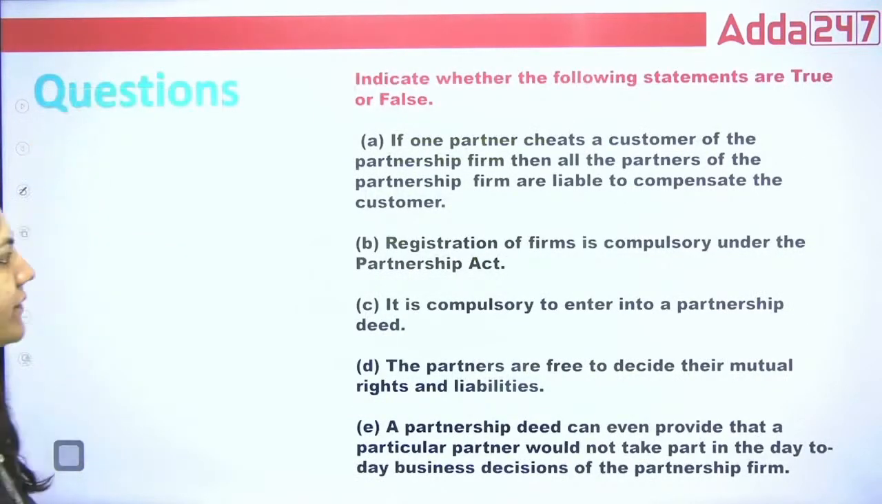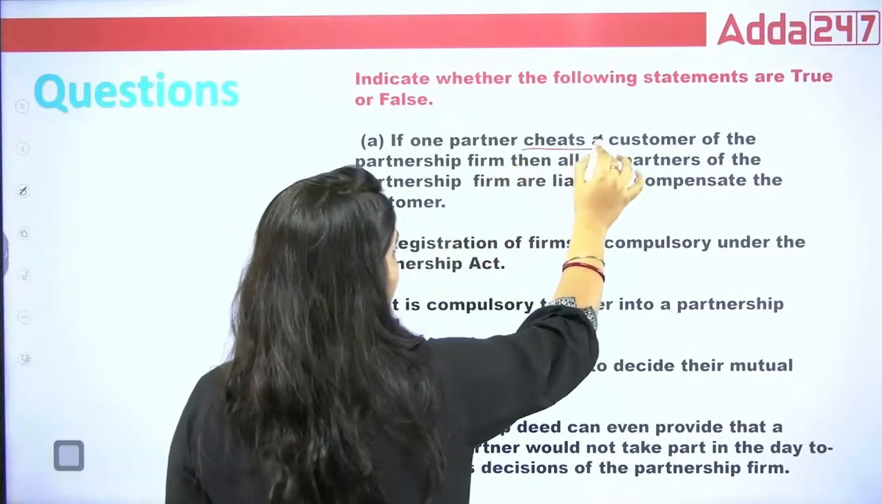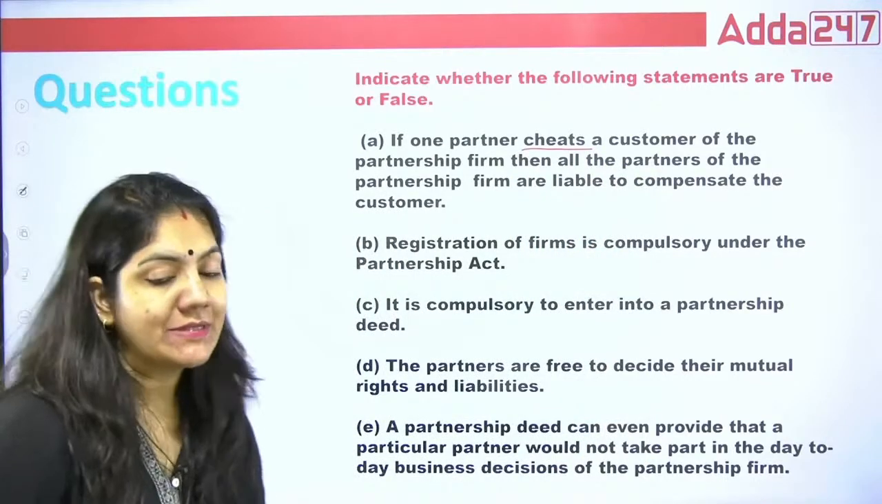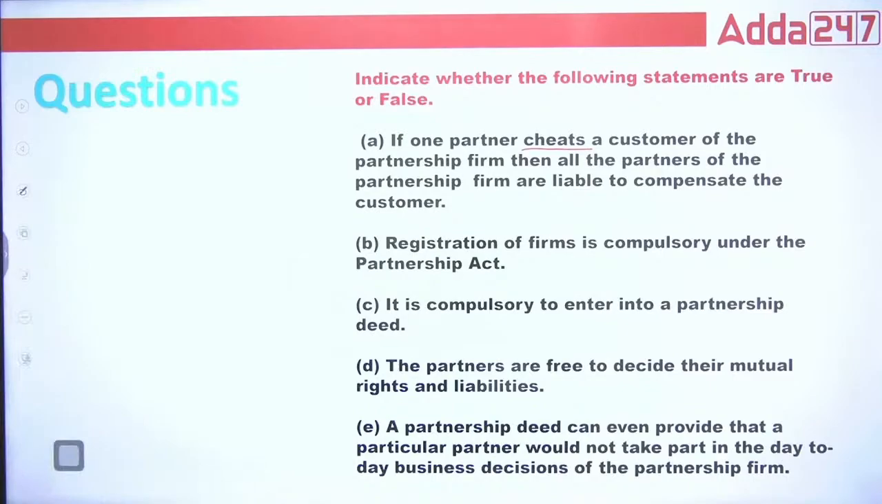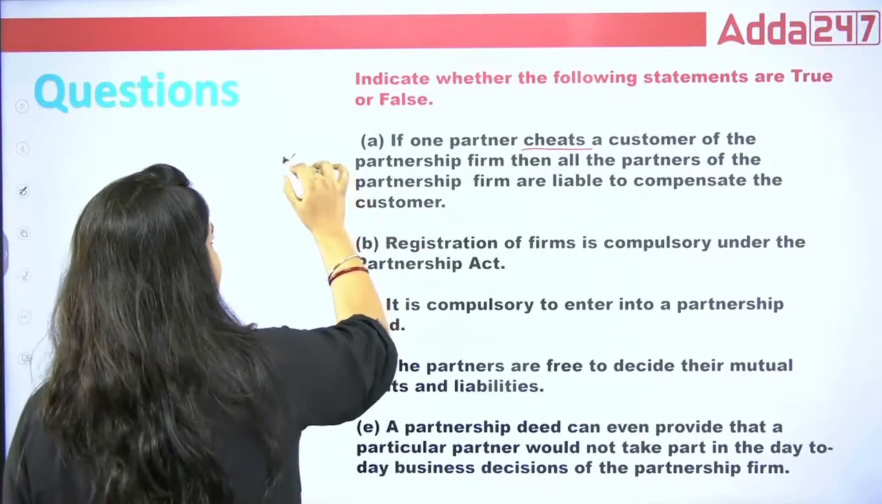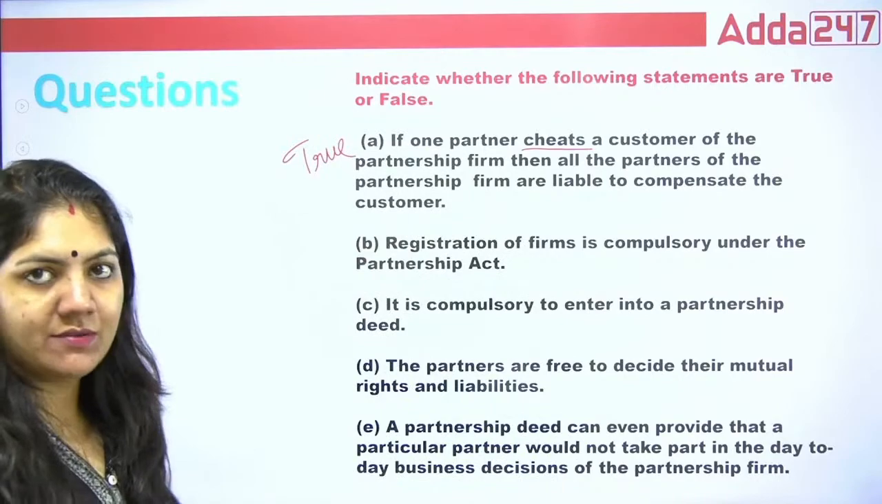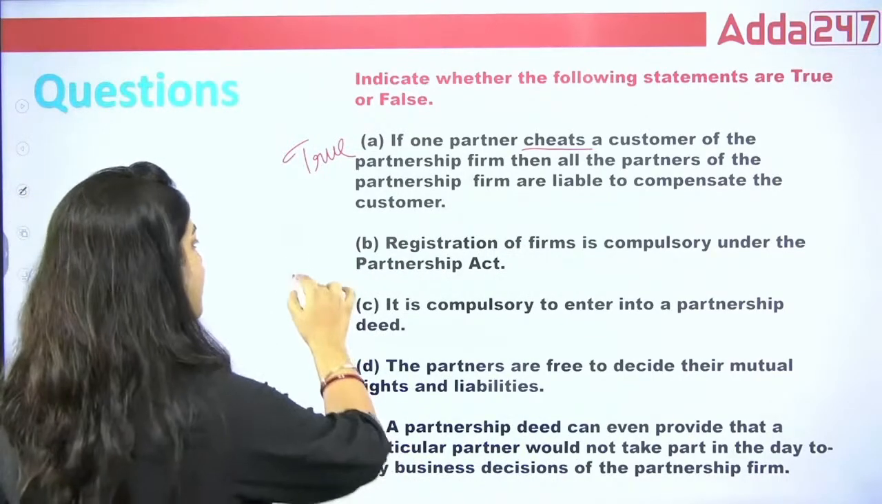Question number 1. If one partner cheats a customer of a partnership firm, then all the partners of the partnership firm are liable to compensate the customer. Tell me, guys, is this right or wrong? You have to just tell me true or false. If one partner cheats a customer of the partnership firm, then all the partners are liable. That is true. Registration of a firm is compulsory under the Partnership Act. Registration? No. Registration is optional. So this is false.